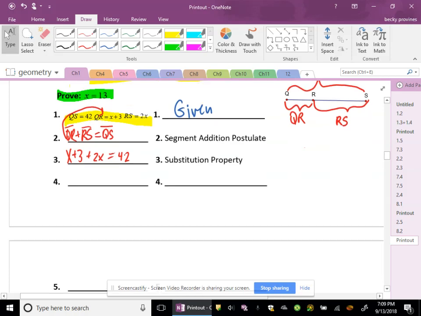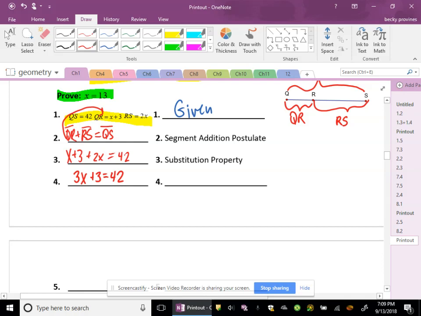So, good. We have an equation now. So now we just solve it. Remember, you don't have to show your work. You just show the step. So from step 3 to 4, I'm going to group like terms together. I see I have an x and a 2x, so let's group them together. So 3x plus 3 equals 42.